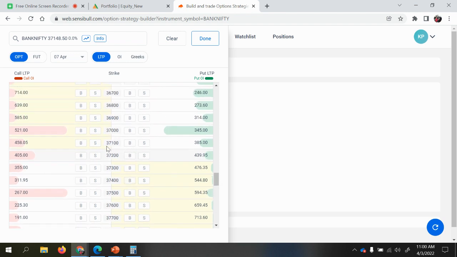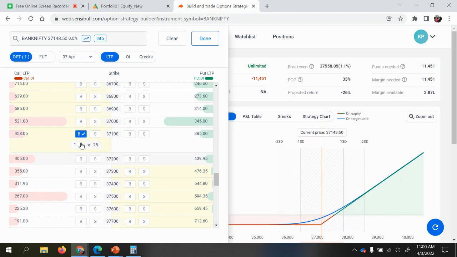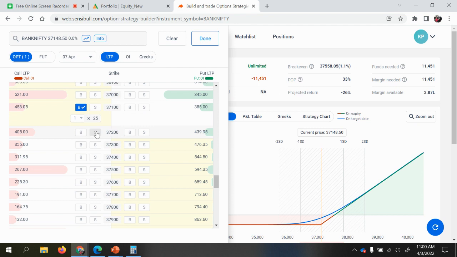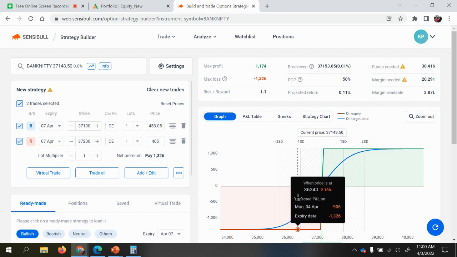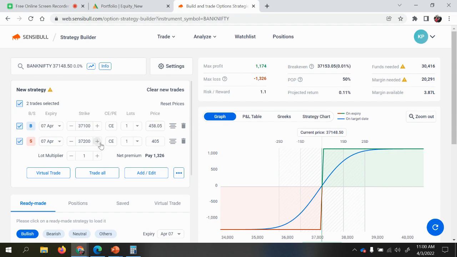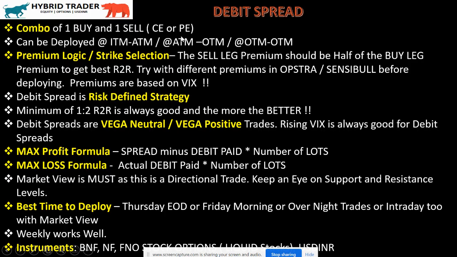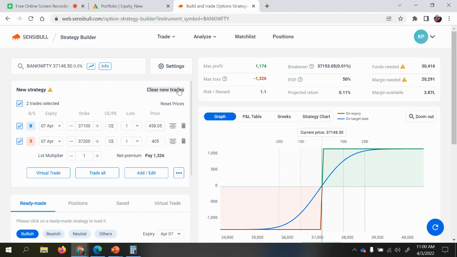So what I'll do, I'll buy an in the money option. Let's say I'm just selling the ATM. Just look at the risk to reward. It's almost like 1:1 with a probability of 50%. But in case something goes wrong, we end up losing 1,003. That is almost 50% of our loss. So I'll go with ATM to OTM. I'll clear the trade.